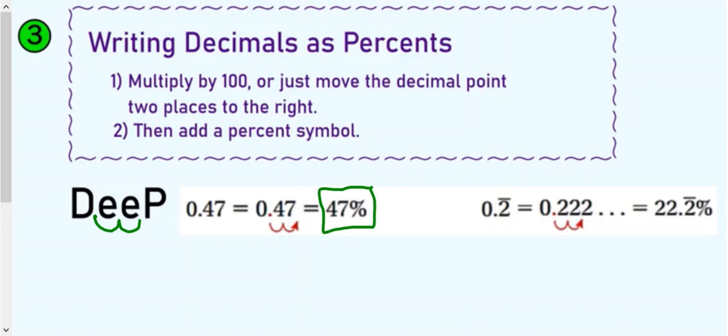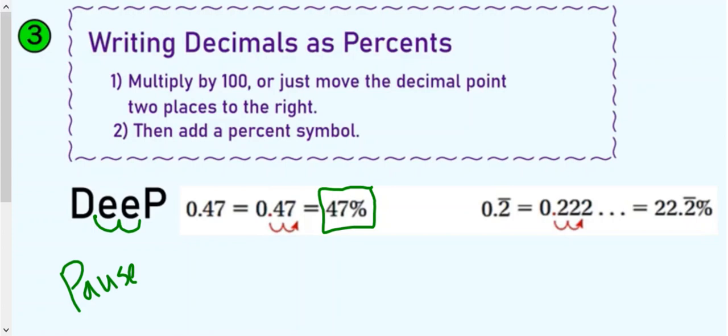And then the second example, 0.2 repeating, you can see the decimal being moved 2 places to the right, and then our percent becomes 22.2%. If you haven't already, make sure that you get this written down in your notes. You can pause now.